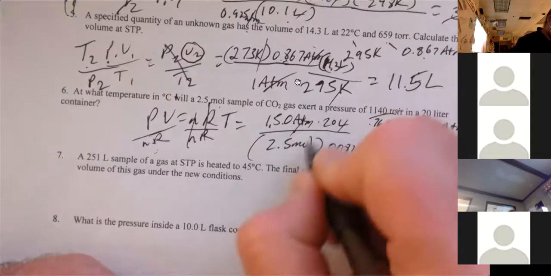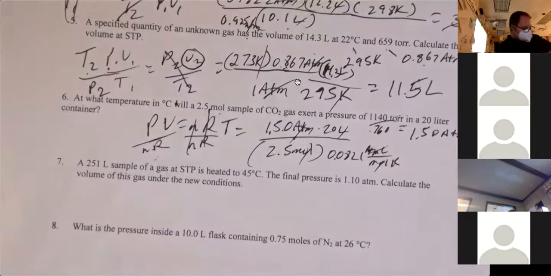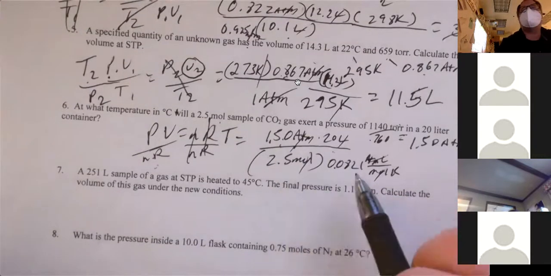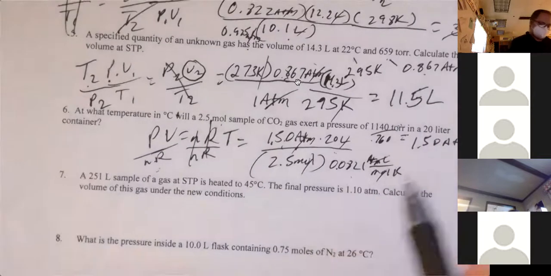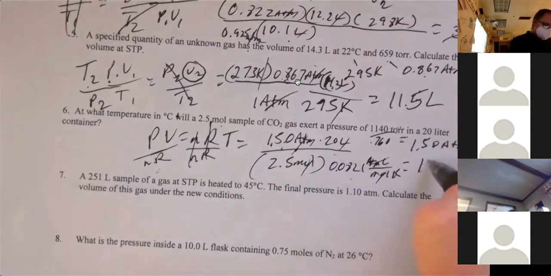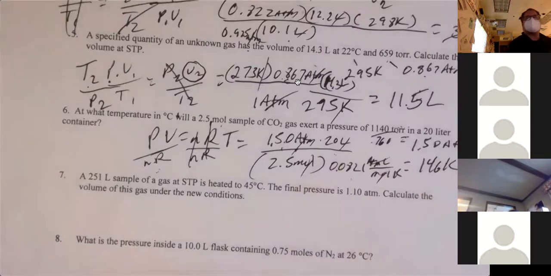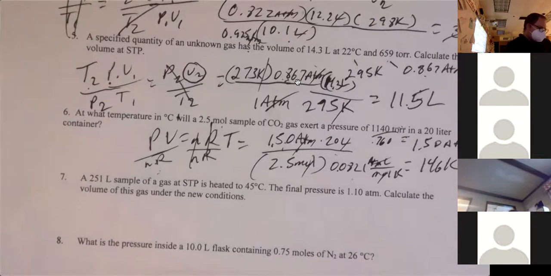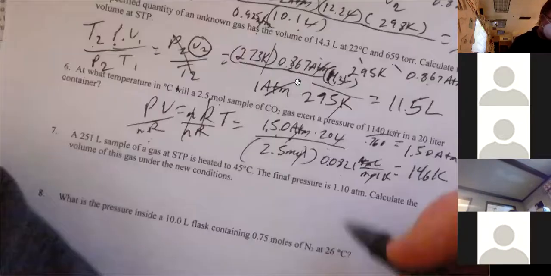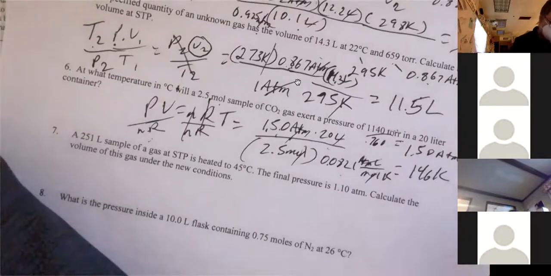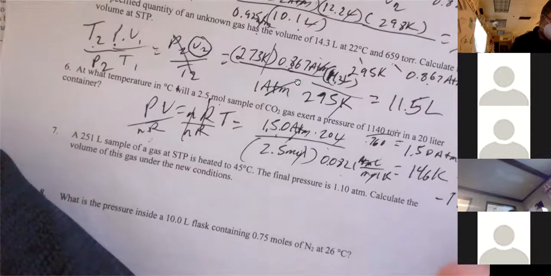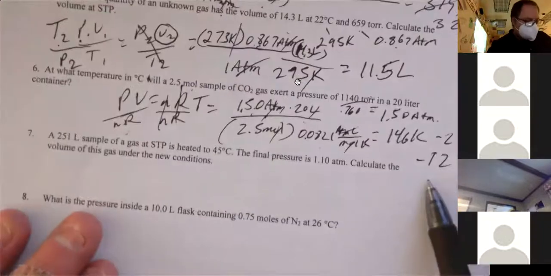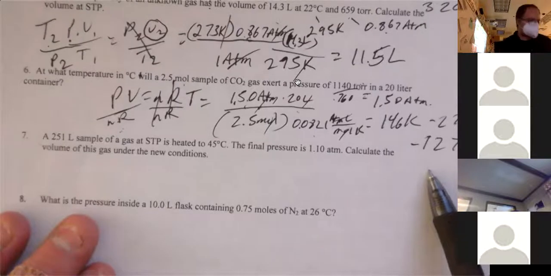Atmosphere liters will cancel, moles will cancel. 1.5 times 20 divided by 2.5 divided by 0.0821. That would be about 146.1632. Now that is in Kelvin because of the unit Kelvin in the constant. 146 minus 273. The answer is negative 127. They want degrees Celsius, so I have to subtract the 273 to get negative 127.